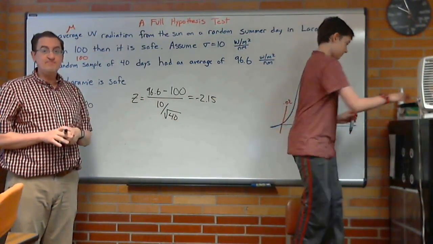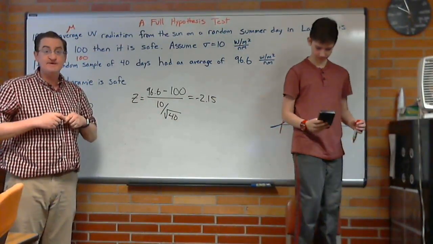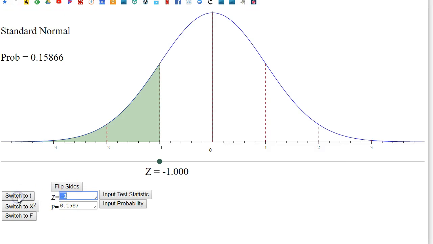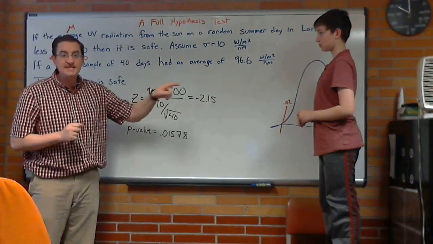Okay, so now I'm ready to go to the applet and see what my p-value would be. I need a z-score of negative 2.15. And do I want this to the left or to the right? Well, my alternative said less than. So I want the area less than, which is to the left. So there we go. There is my p-value. So let's add that to our picture.